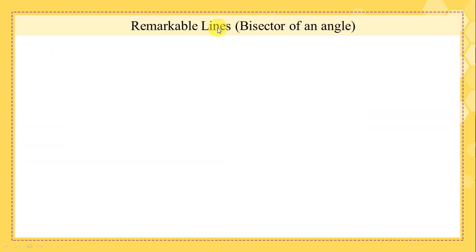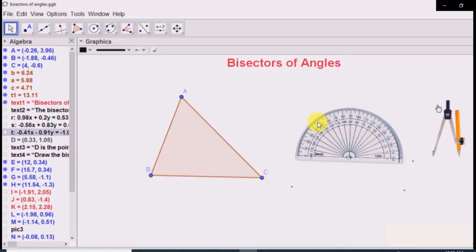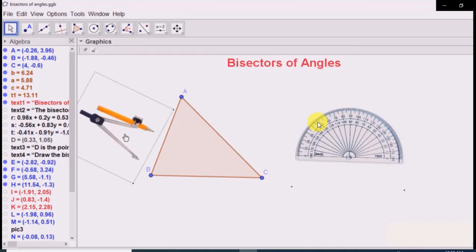Third case in remarkable lines: bisector of an angle. We will learn how to draw the bisectors of angles inside a triangle. Definition. A bisector of an angle is a semi-line that divides the angle into two equal angles. Example. In order to draw the bisectors of angles, we can use the compass or the protractor.